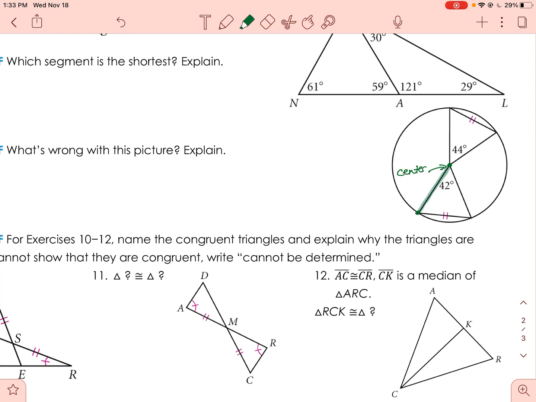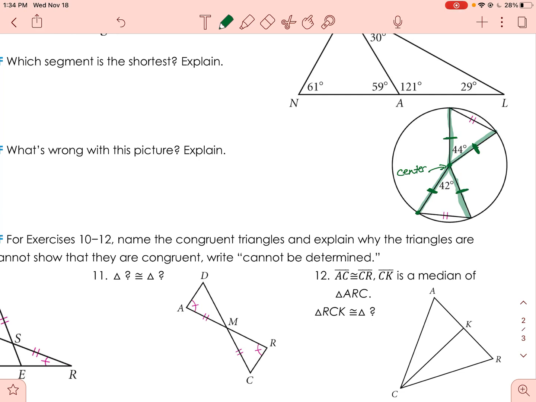So since we have this radius right here, and we have this radius right here, we know that the radii are congruent to each other, which makes that an isosceles triangle. We also know that if we look at this other triangle here, two sides of this triangle are also made up of radii. And because those two segments are also radii, that means that these two are congruent to these two as well.